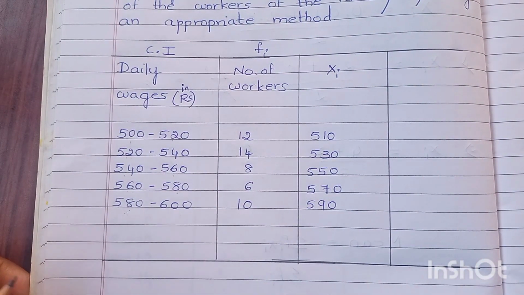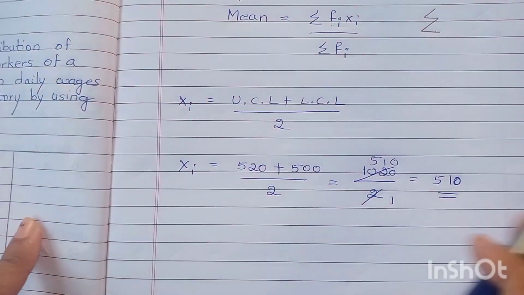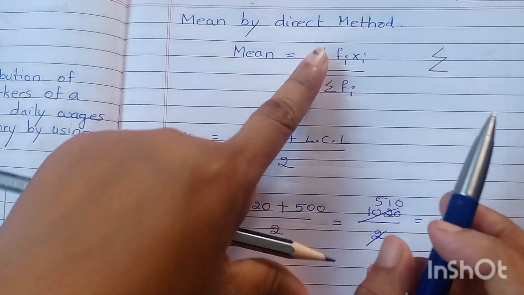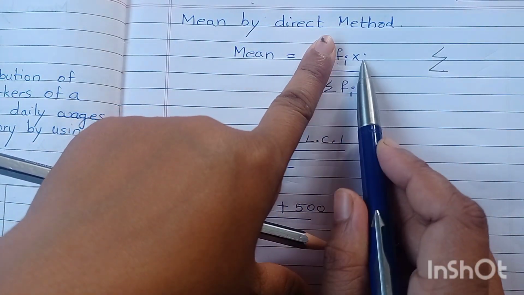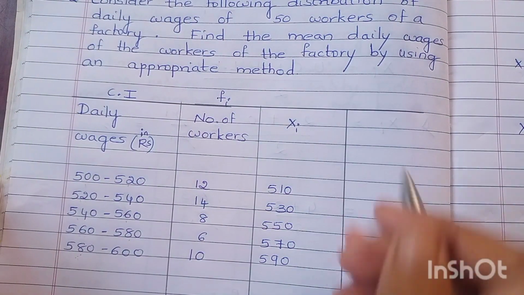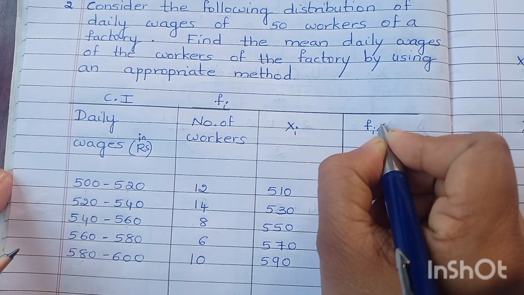Okay. Now, fi. Now look at this formula. Already we have found xi. Now look at this, fi into xi. We have to find out that. So what we will do? Let us do fi into xi.